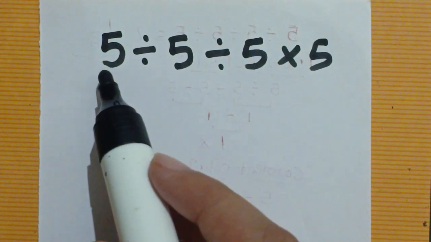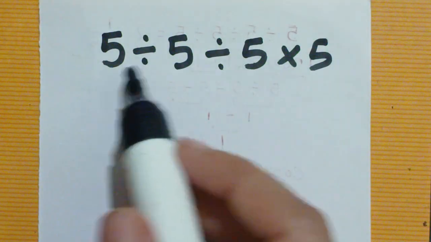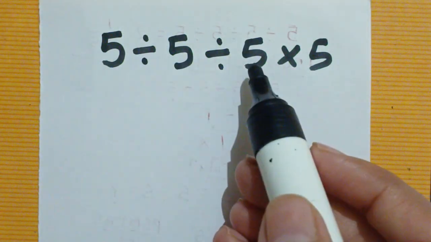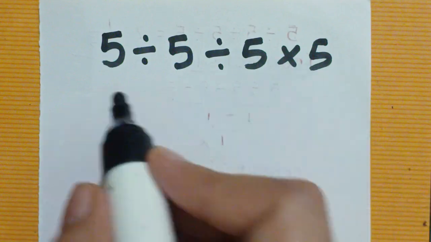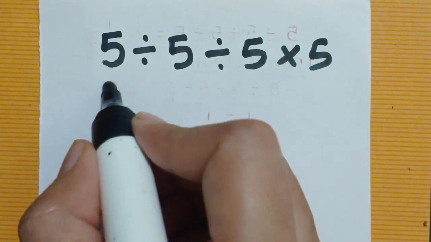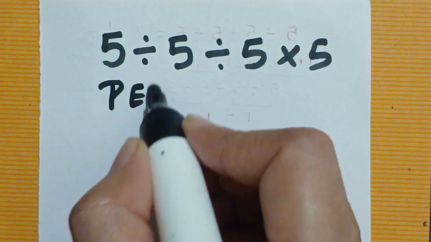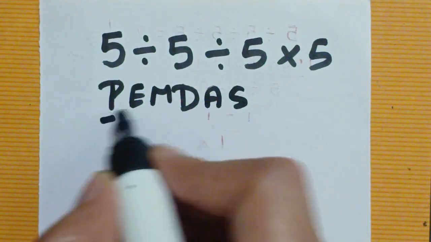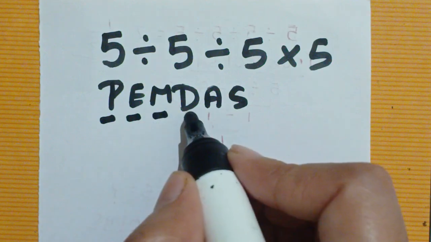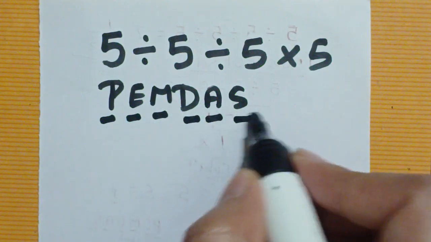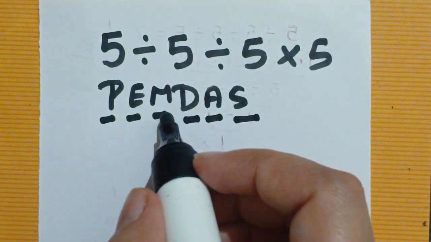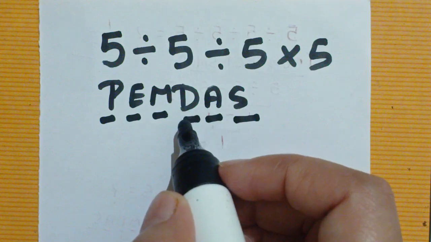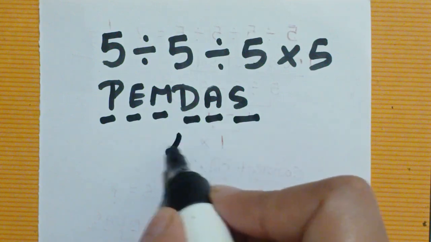Have you ever seen this type of math problem, that is 5 divided by 5 into 5? So here, using the PEMDAS rule, where P stands for parenthesis, E exponent, M multiplication, D division, A addition, S subtraction. Here you have to remember multiplication and division both have equal priorities, therefore go from left to right.